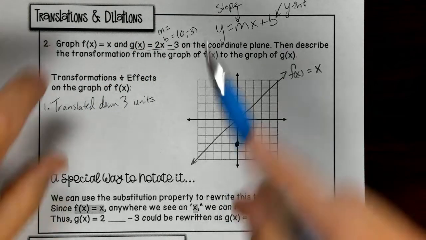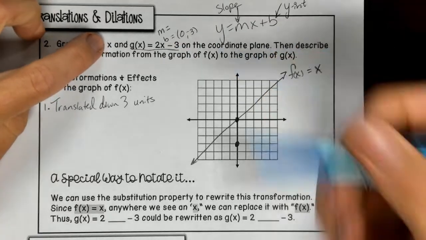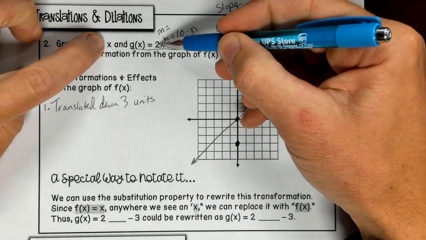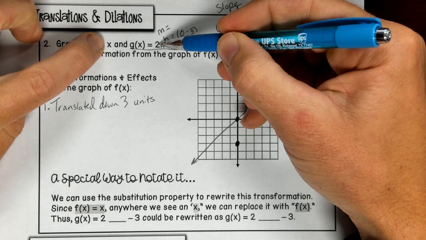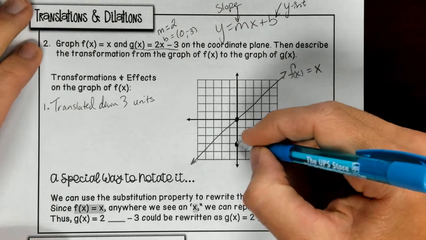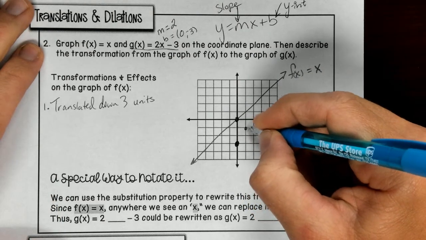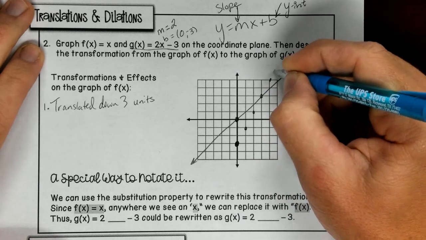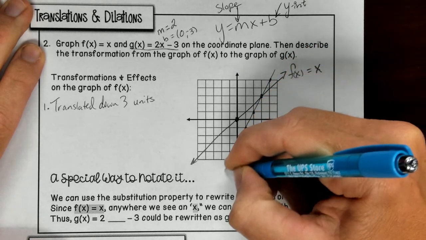Okay, now we also know that the slope changed. The slope was right here at positive 1, and now the slope's at 2. So my slope is 2. So Callie, slope is rise over run, right? So we're going to go up 2 over 1, up 2 over 1, up 2 over 1. So my graph looks like this for g of x.